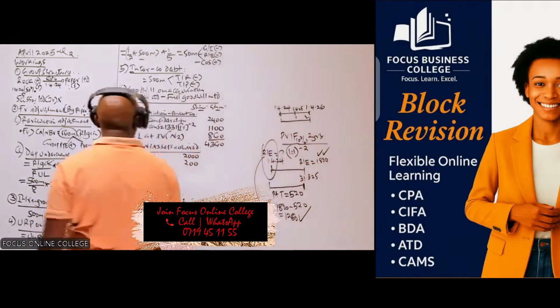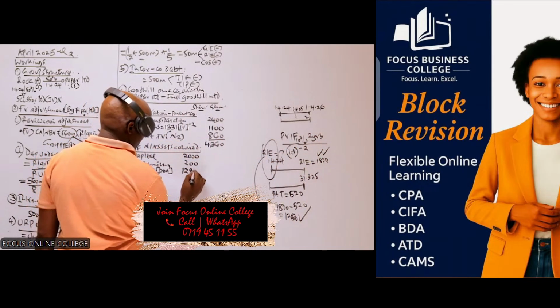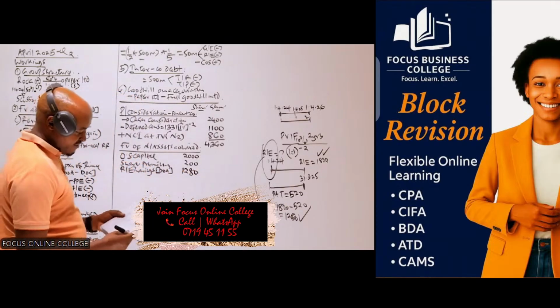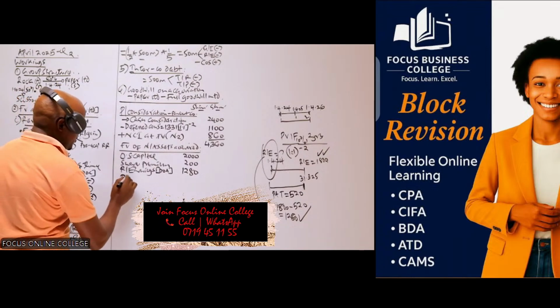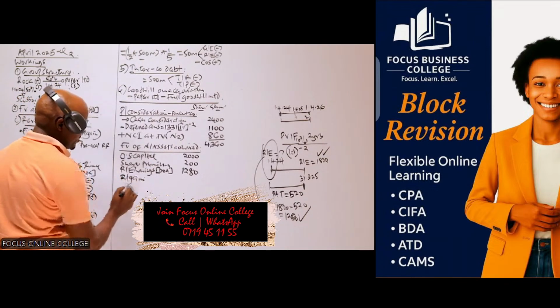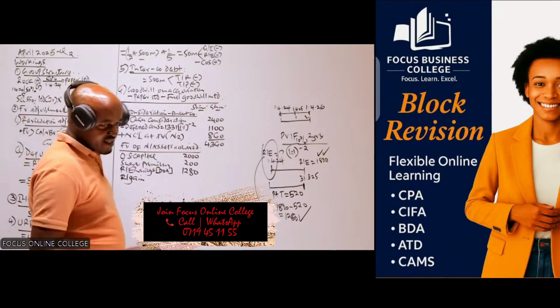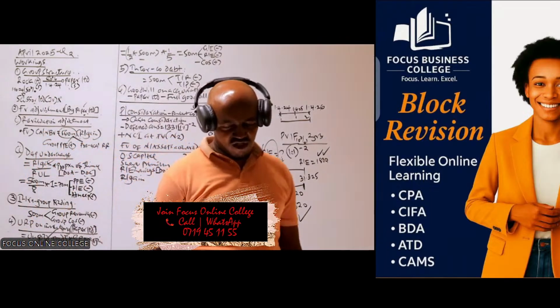So 1280 is basically the retained earnings on the date of acquisition. And therefore, if you check there, we don't have any other reserve. But in all this particular question for group account, there is something you must always remember to check. Did the subsidiary company revalue the asset on the date of acquisition?